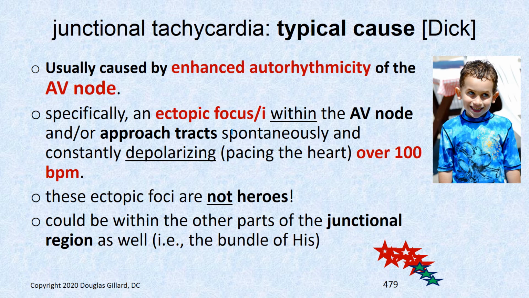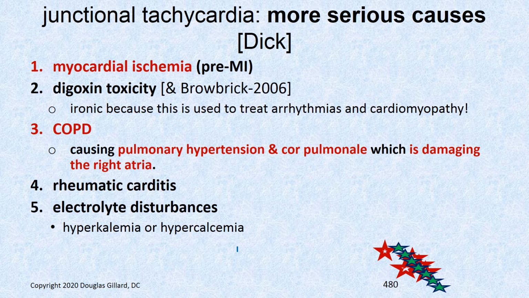So these are not heroes. It could come from the bundle of His, right? We talked about PJCs. It could be any one of those, and you get the same type of morphology of the P wave. Now, there are some more serious causes that you have to worry about. So it could indicate myocardial ischemia. It could be a pre-heart attack getting ready to occur, and it's presenting as a junctional tachycardia or a supraventricular tachycardia for that matter.